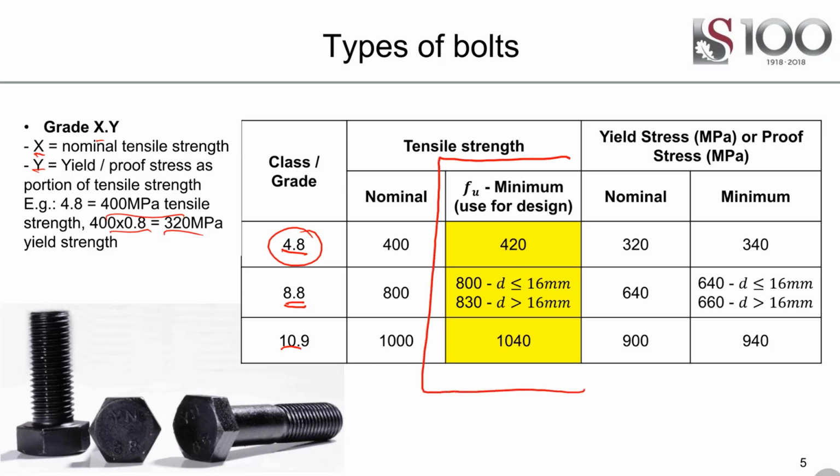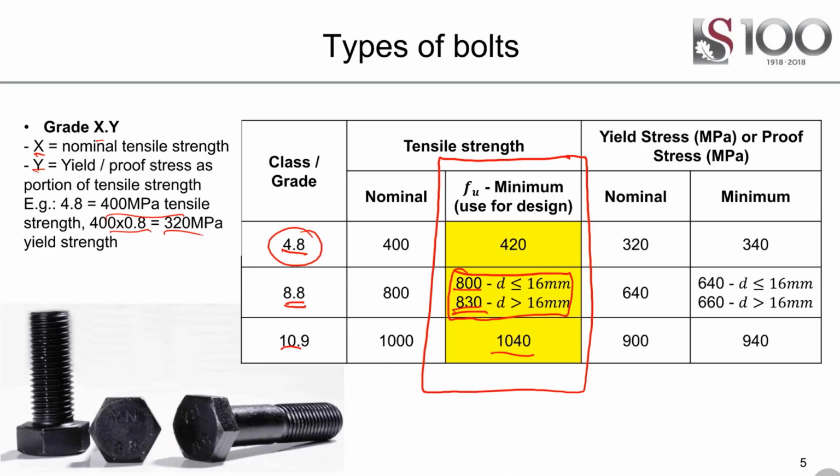So we're going to be focusing primarily on this section here, the yellow section. So it's either going to be a 420 or 800 or 830, depending on the diameter, and 1040 for grade 10.9. I'll be perfectly honest, this is where I often make a mistake. If you're not paying attention, depending on the bolt diameter, you need to use a slightly different strength. If in doubt, go with the lower one, and then you're safe. But the proper calculation should have the 830 if you have a bolt size greater than 16 mm.